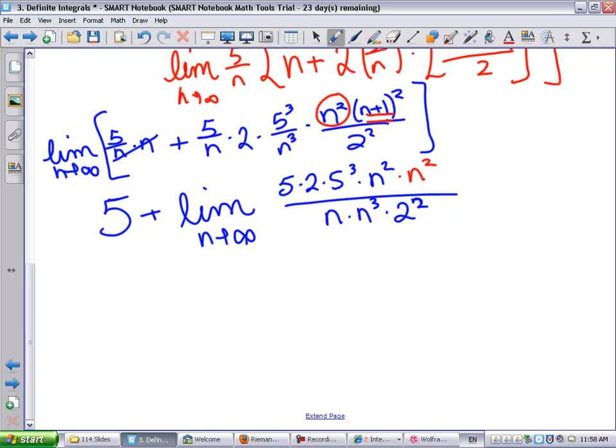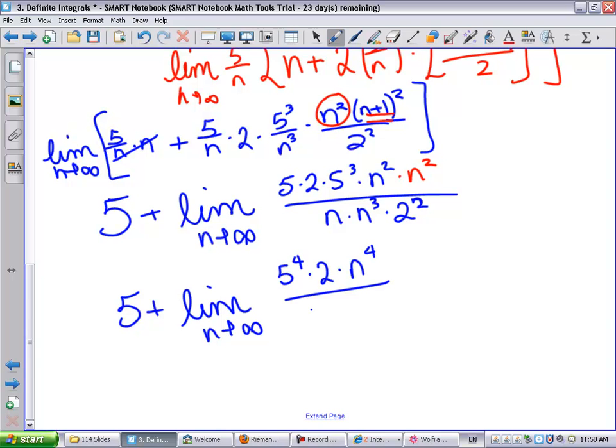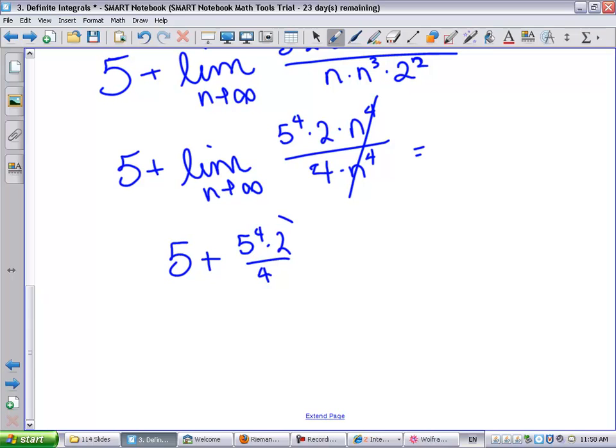So multiplying that all together, I get 5 plus the limit as n goes to infinity of 5 to the 4th times 2 times n to the 4th over 4 times n to the 4th. Canceling the n to the 4th, I get 5 from before plus 5 to the 4th times 2 over 4. And that's my area. Once you've taken the limit, you're done.